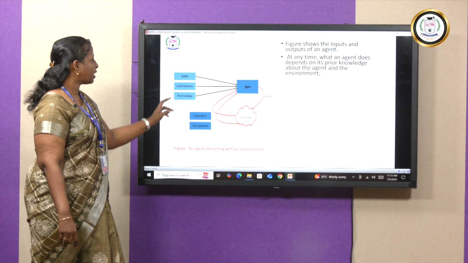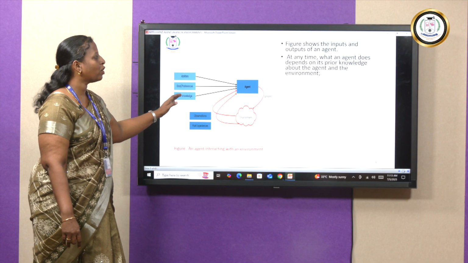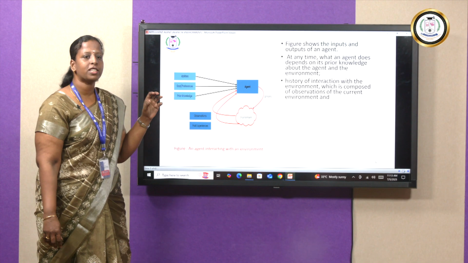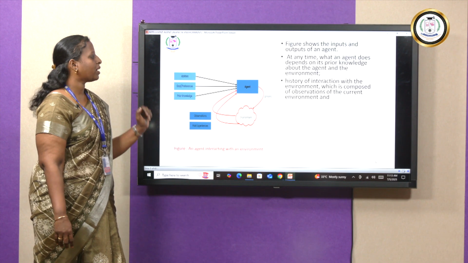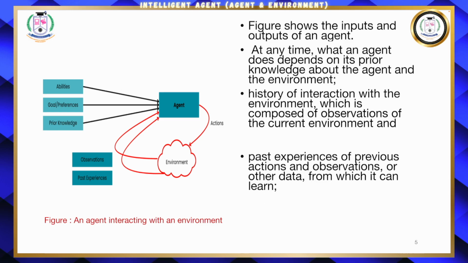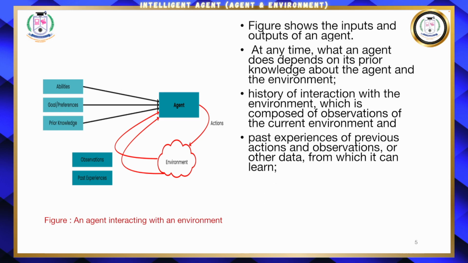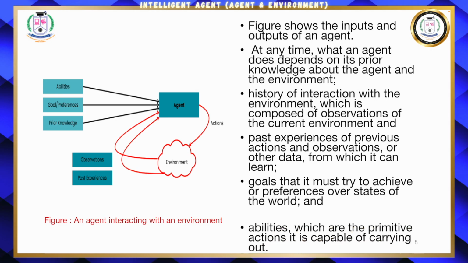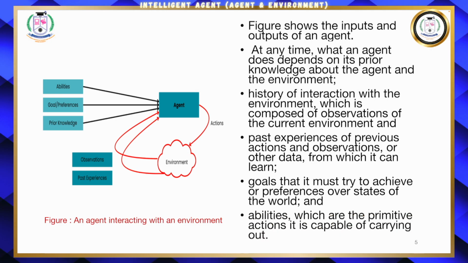An agent consists of prior knowledge, which is the previous knowledge that exists in your AI agent. Next, the history of interaction says about the observations that have been made from the past environment. Next, the past experiences are obtained from the actions and observations taken by the AI agent. The goal is nothing but the final thing that is obtained by our AI agent. Next, ability is nothing but the action that is being performed.